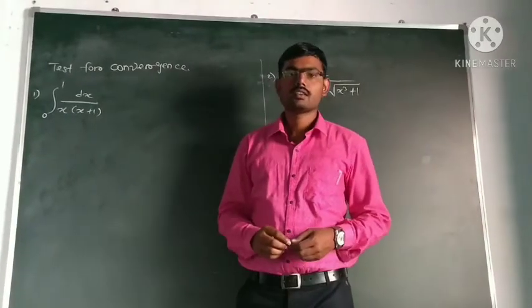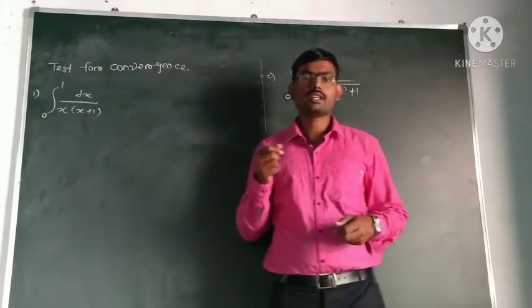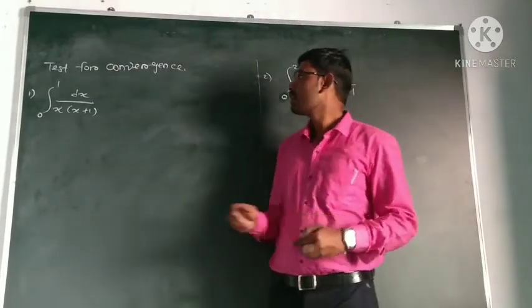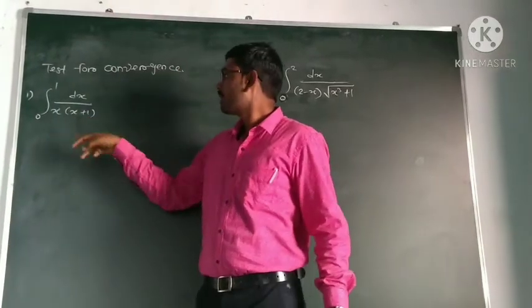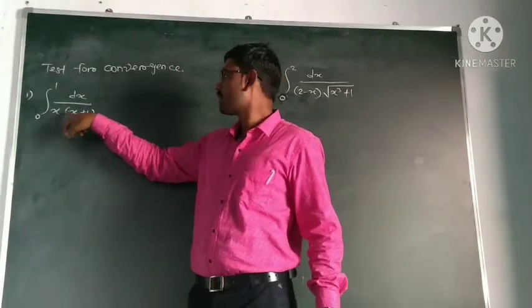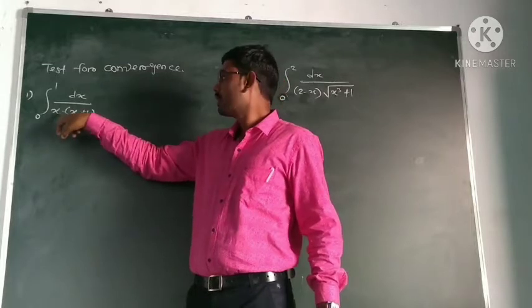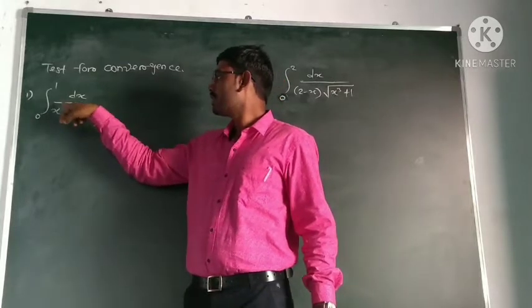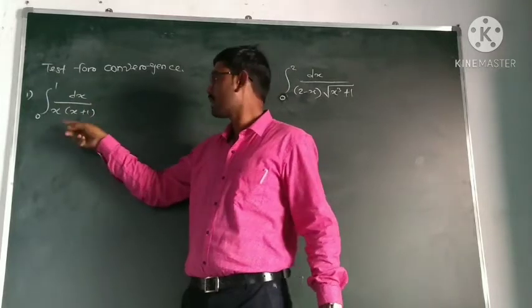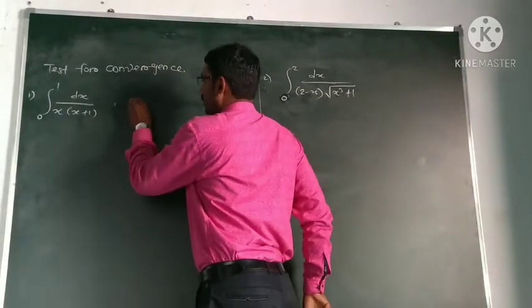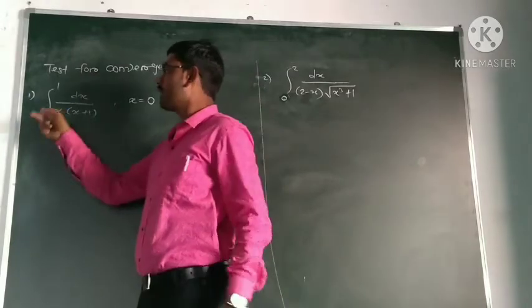We will solve some examples based on this limit test. We have to check the convergence of this improper integral. You can easily see that x equal to 0 is the singular point, because when you put x equal to 0, the denominator becomes 0, so the integrand becomes infinite. So x equal to 0 is the only singular point in this range.